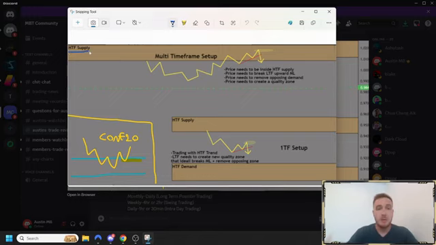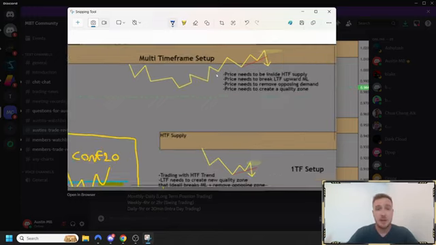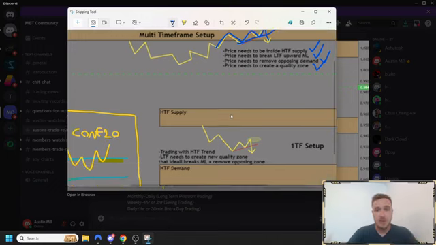So multiple time frame confirmation, price pulling back into higher time frame supply. This is what I need, right? Higher high, higher low, higher high, higher low, strong and balanced. That is my confirmation, right? I even say it here. Price needs to be inside higher time frame supply. Price needs to break lower time frame momentum. Price needs to remove the opposing pivot point zone, and we need a strong quality zone being created. That is the multiple time frame confirmation.